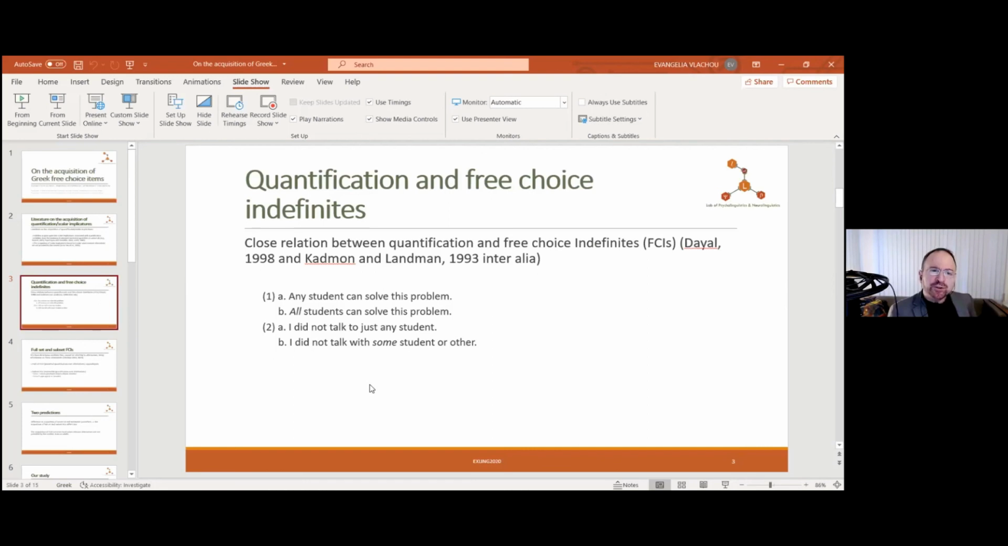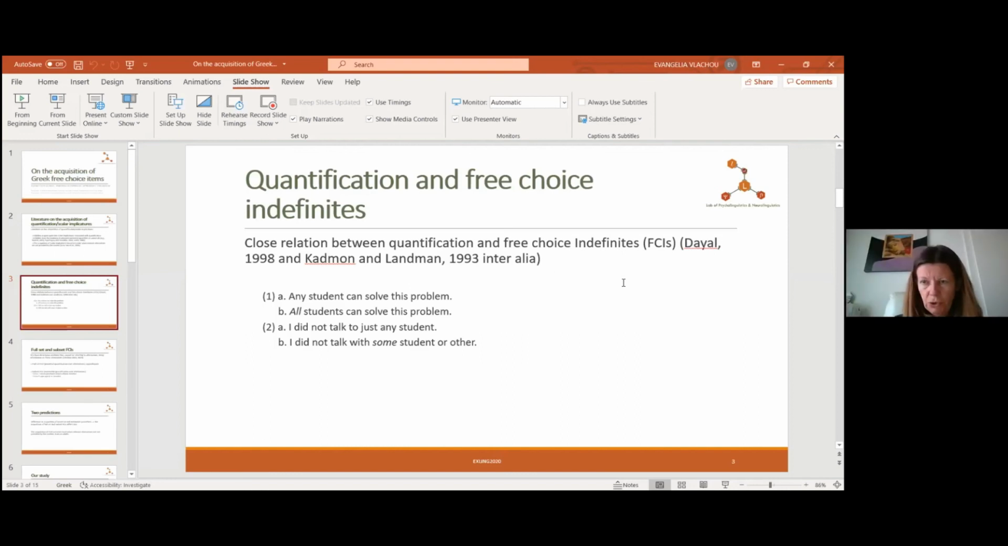So what do you think the crucial evidence to the child is for identifying the correct type? First, how does the child figure out in the first place that a word is functioning as a free choice item, or free choice indefinite, but then figuring out which type. What are your thoughts about that, I wonder?